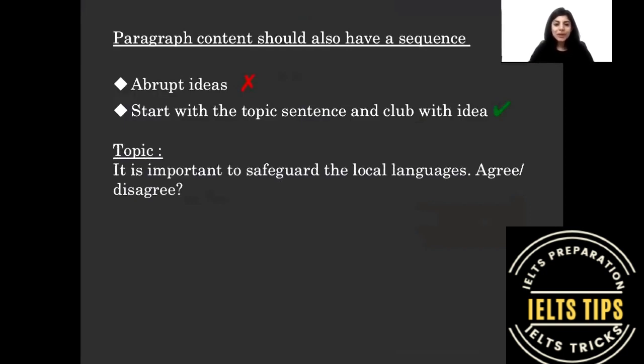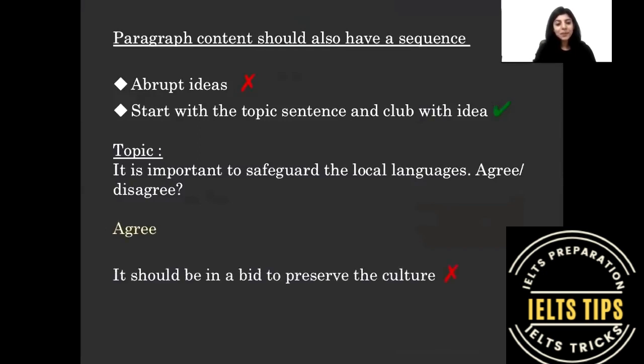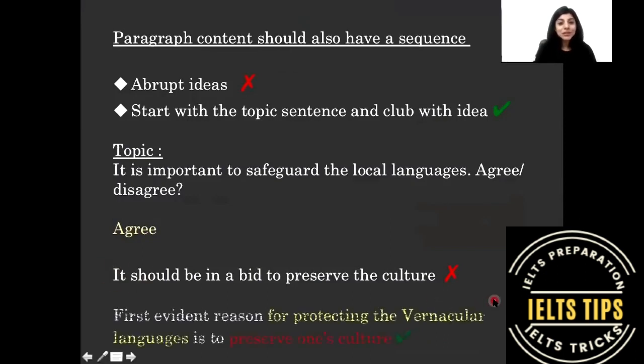For example, your topic is, it is important to safeguard the local languages. Agree or disagree? Let's say you agree because you believe that it will preserve the culture. Do not write, it should be in a bid to preserve the culture. What is "it" here now? Can lead to confusion. Instead, write, first evident reason for protecting the vernacular languages is to preserve one's culture.